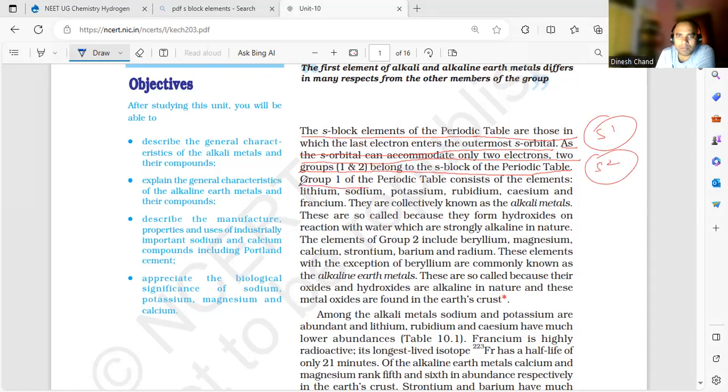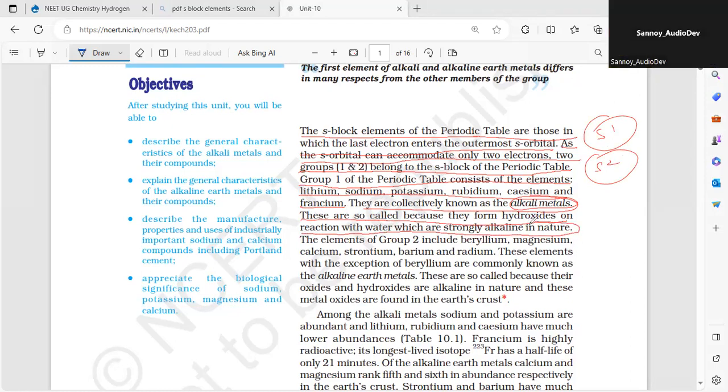Group 1 of the periodic table consists of the elements lithium, sodium, potassium, rubidium, cesium and francium. They are collectively known as alkali metals. They are so called because they form hydroxides on reaction with water, which are strongly alkaline in nature. So why are they called alkali metals? Because their reaction with water gives highly alkaline solutions.